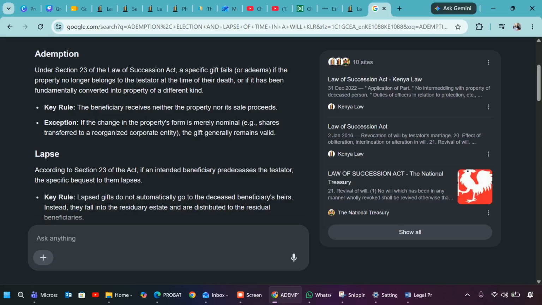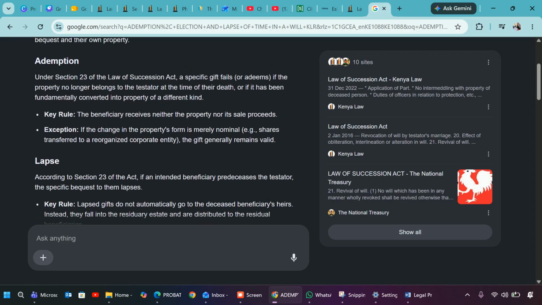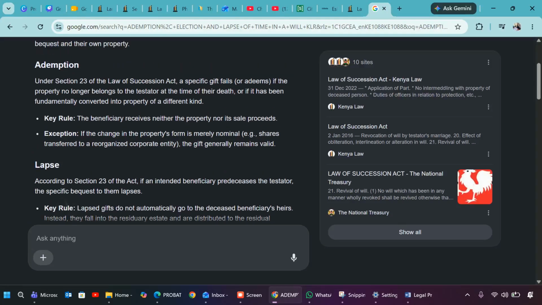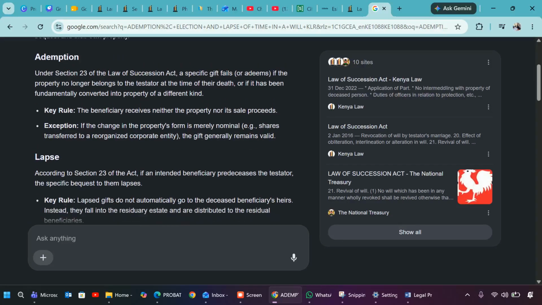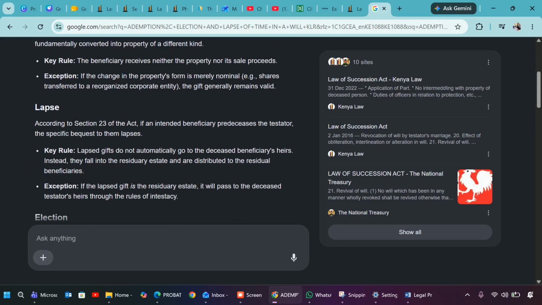If the change in the property's form is merely nominal, e.g., the shares transferred to a reorganized corporate entity, the gift remains valid. So if there is a change in the property's form in a mere nominal manner, that is where we'll have an exception. But generally, a beneficiary will receive neither the property nor its sale proceeds.